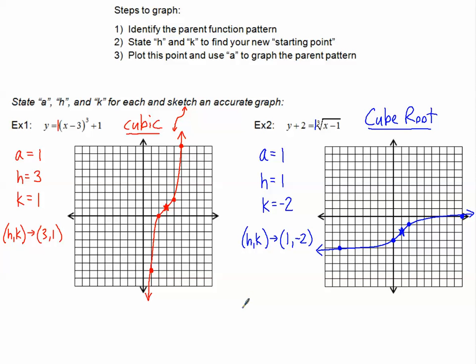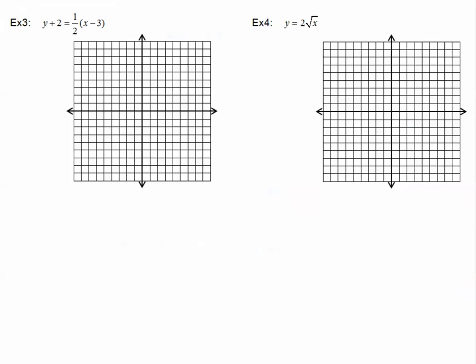So this is graphing by transformations. We're basically using our parent functions, deciding which pattern we're supposed to be doing, and then finding our new starting point. So let's look at example 3.